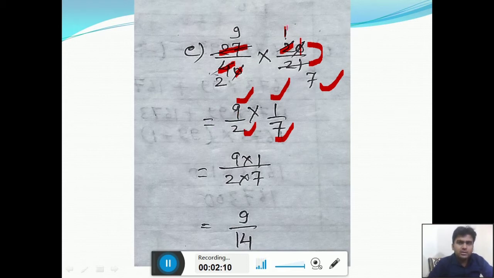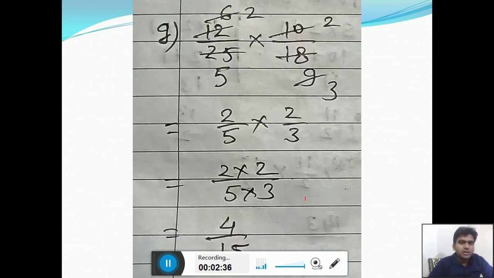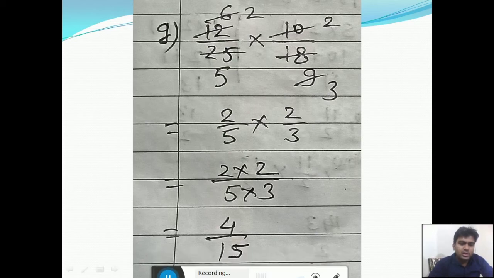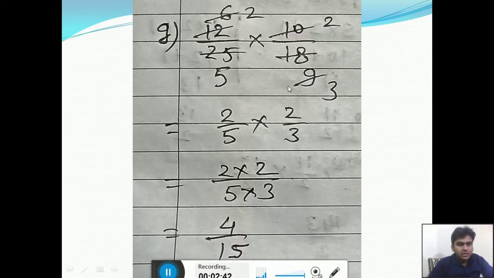Here we are left with 1, and from this fraction we are left with 9 and 2, and here we are left with 1 and 7. So 9 upon 2 we will write here, and then we will write 1 upon 7 from here. So now we will multiply 9 into 1 and then 2 into 7. So 9 into 1 is 9 and 2 into 7 is 14. So we got the answer 9 upon 14. So like this you can solve this question. Try to solve this question and simplify it. Okay, next question.